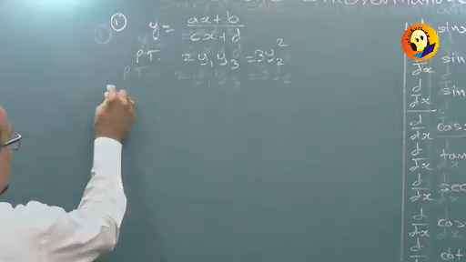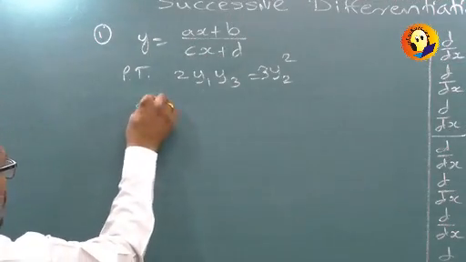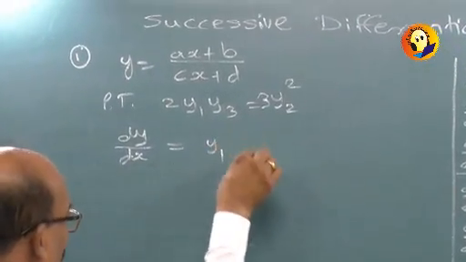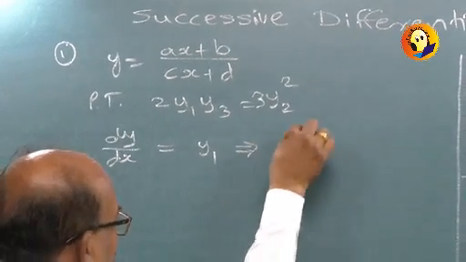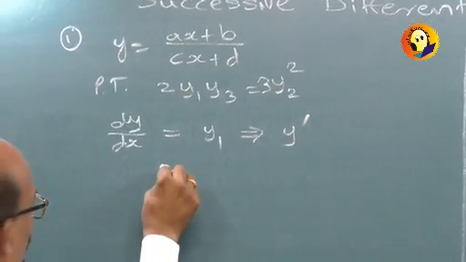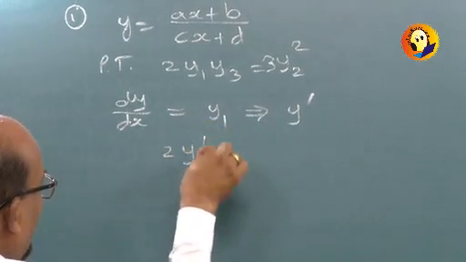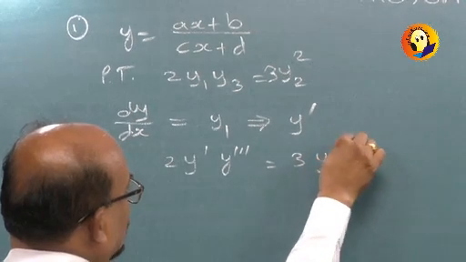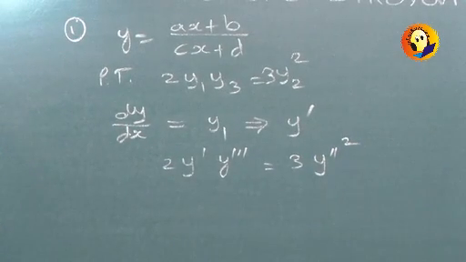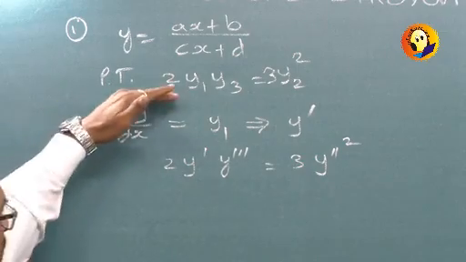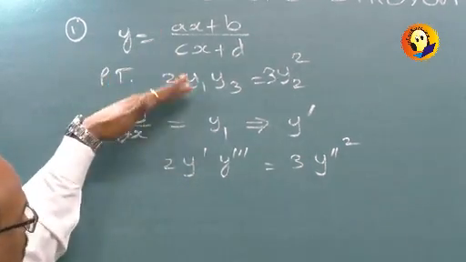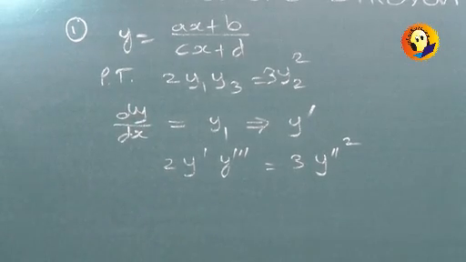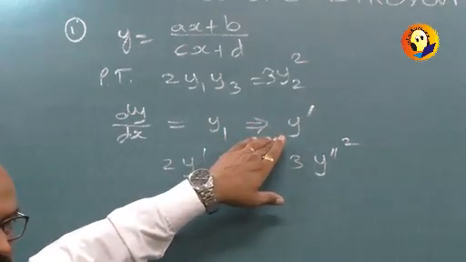Now here the notation changes. Whatever we call it as dy by dx up till now can also be termed as y1, can also be written as y dash. So the same problem could also have been asked as 2y dash y triple dash equal to 3y double dash square. So the meaning is the same throughout this particular chapter, and henceforth we can follow any of these notations. It means the same thing. Dy by dx is y1 is y dash.